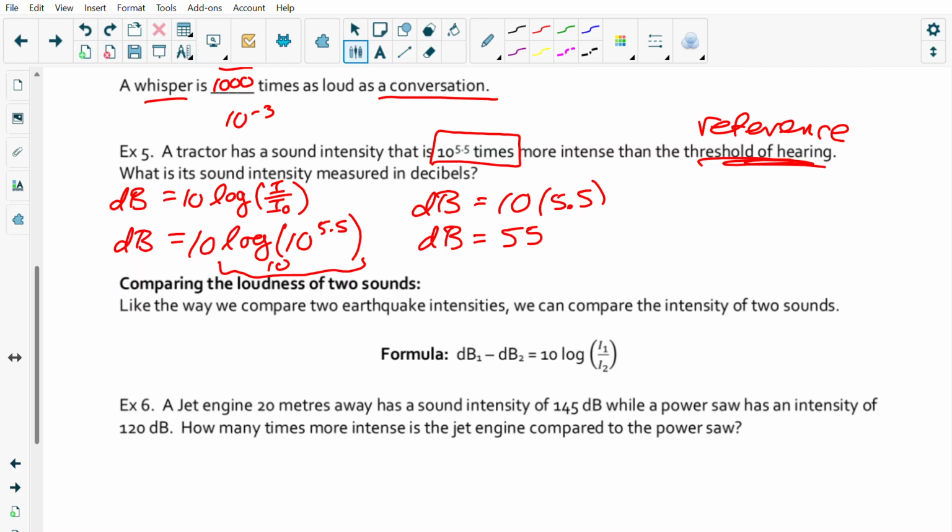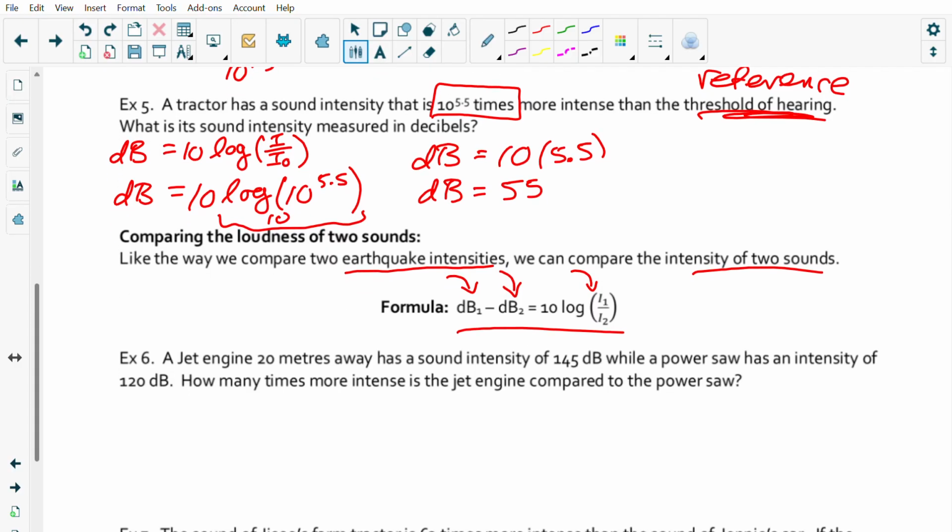Comparing the loudness of two sounds. So like the way we compare two earthquake intensities, we can compare the intensity of two sounds. Here's the formula. Decibel level 1 minus decibel level 2 equals 10 times the log of intensity 1 divided by intensity 2 when we're comparing two sounds. A jet engine at 20 meters is 145 decibels, while a power saw has an intensity of 120 decibels. How many times more intense is the jet engine than the power saw?